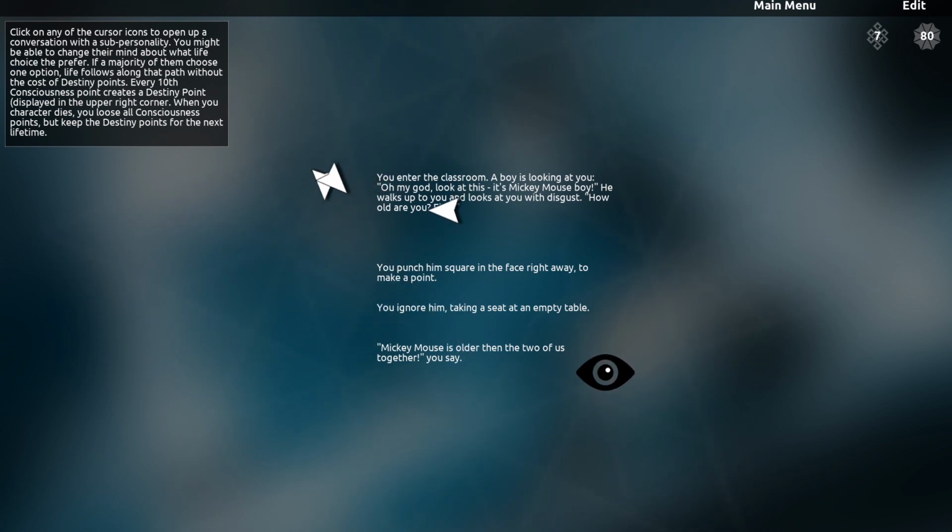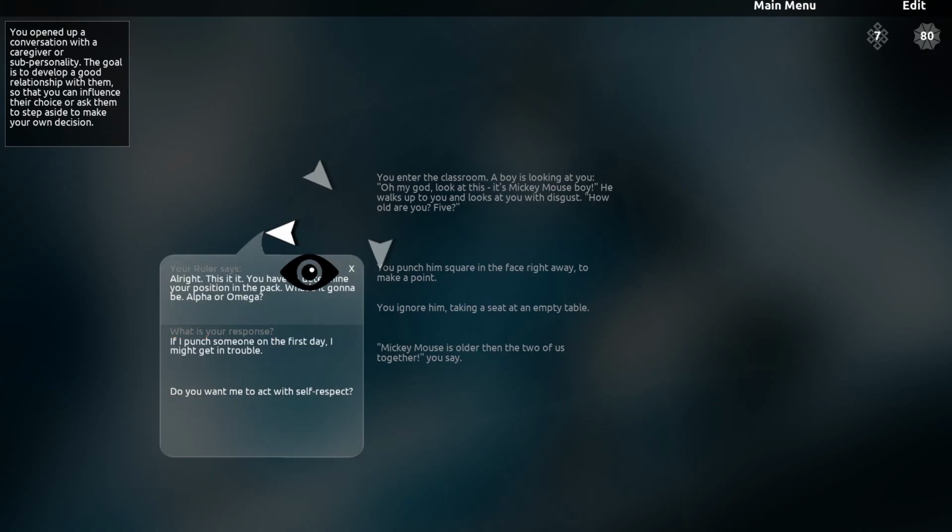And so now this is getting interesting, because these are not your parents anymore, even though they have a lot of influence on your life still. These are parts of your personality that make choices for you. So we can choose this one, and your inner ruler is saying, all right, this is it.